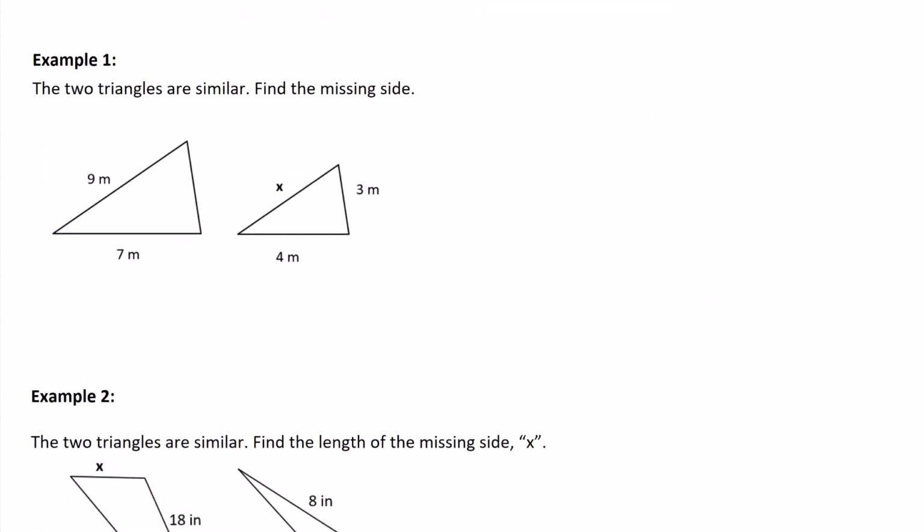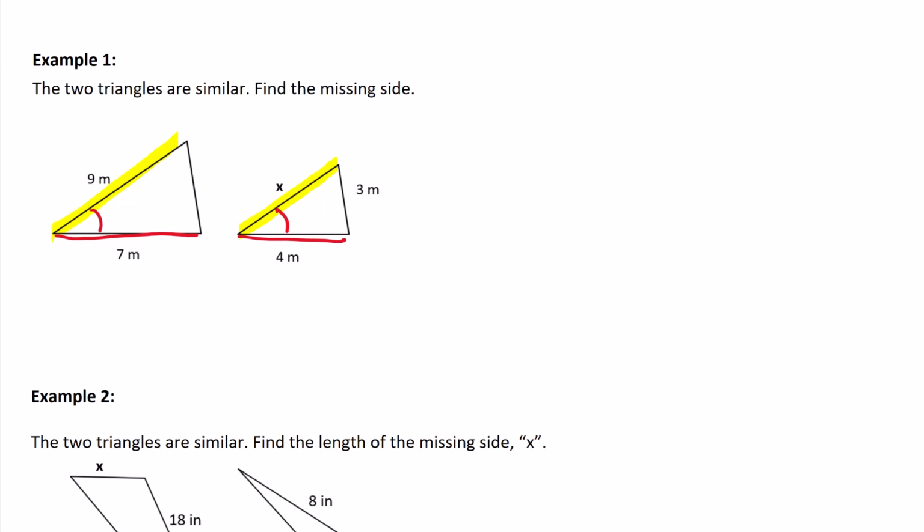Here we have two triangles that are similar. If we want to find the missing side, we need to identify which legs are going to be the comparison legs, so let's color code them. I know that 9 meters is proportional to the unknown leg on the small triangle. I also know that if the angles are the same, that 7 meters for the other leg is proportional to 4 meters on the small triangle.